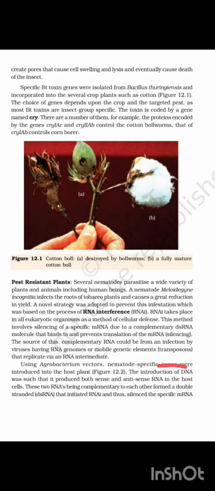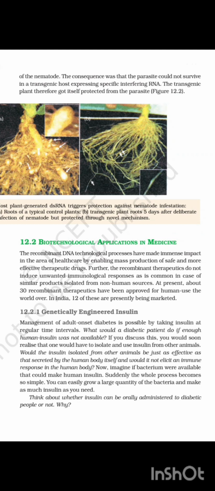Using an Agrobacterium vector, nematode-specific genes were introduced into the host plant. Figure 12.2. The introduction of DNA was such that it produced both sense and antisense RNA in the host cell. These two RNAs, being complementary to each other, formed a double-stranded RNA that initiates RNAi and thus silences the specific mRNA of the nematode. The consequence was that the parasite could not survive in a transgenic host expressing specific interfering RNA. The transgenic plant therefore got itself protected from the parasite.